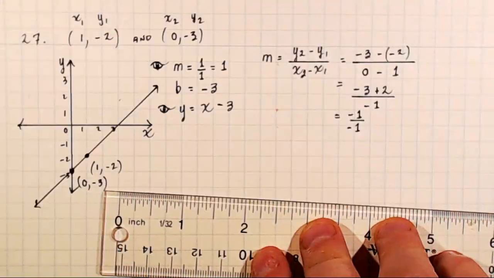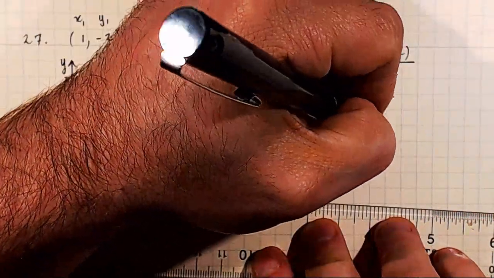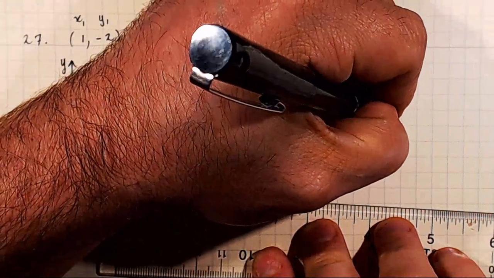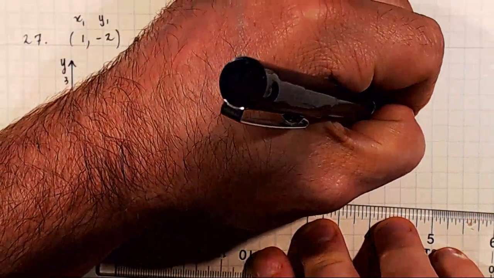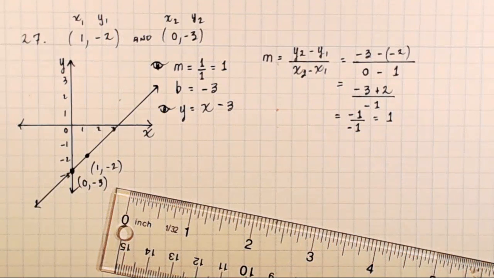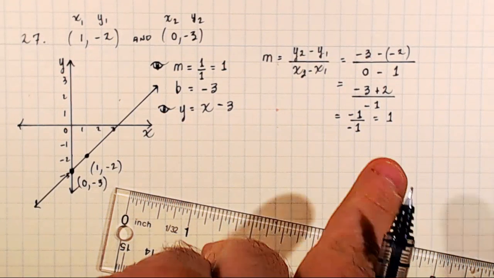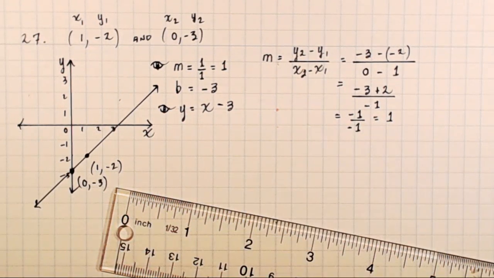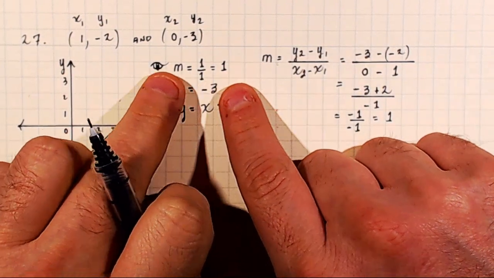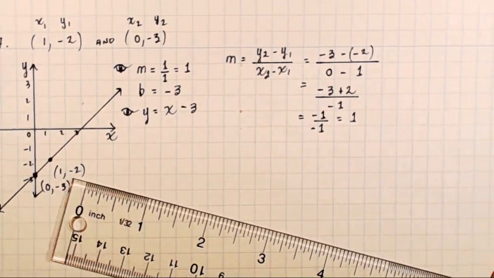And anything over itself is just 1, so even with negative numbers, these negatives cancel out. Negative 1 divided by negative 1 just gives you 1. So that's how we knew that the slope was 1, again confirming what we saw visually. Here's another way to do it.